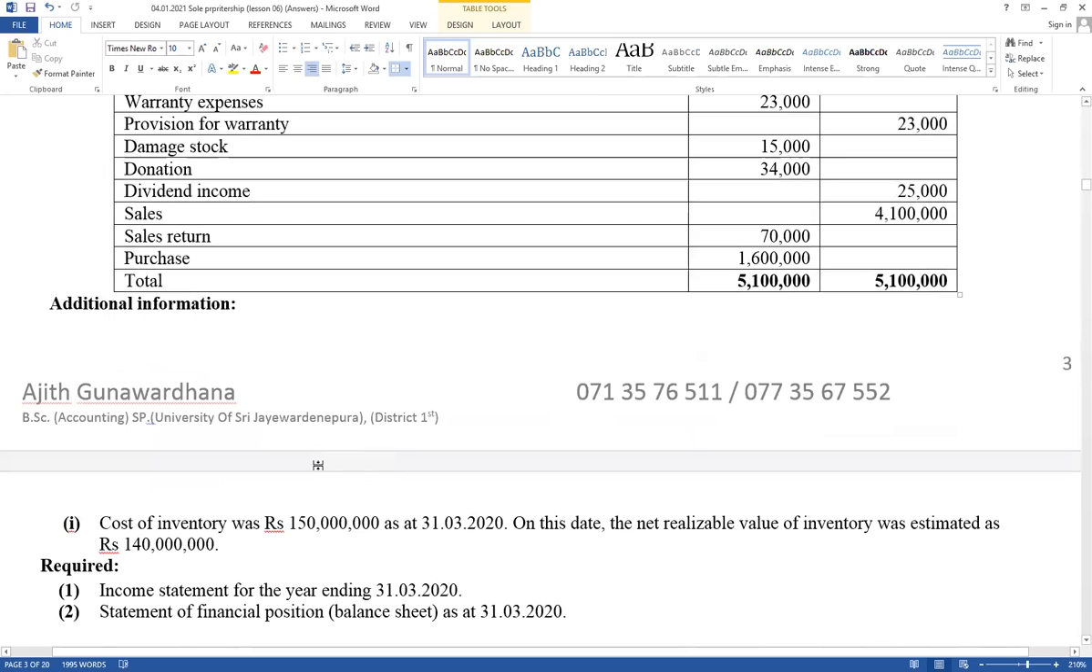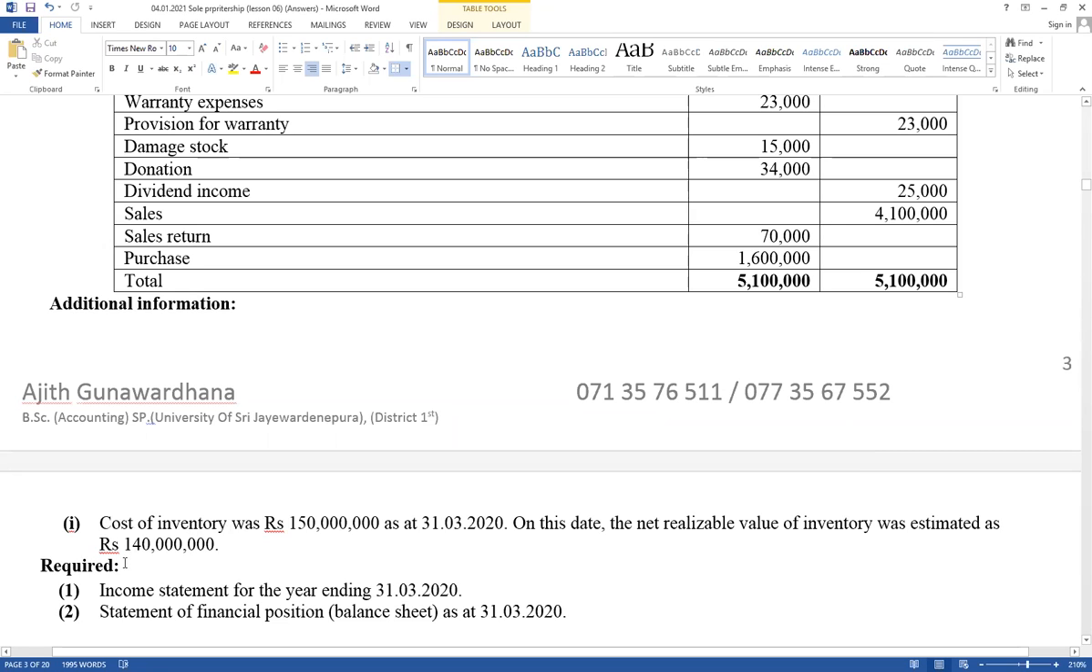In this example, only one piece of additional information is given. The cost of inventory is 150,000 as at 31st March 20, the closing balance. On this date, the net realizable value of inventory was estimated at 140 million. Normally, at this level, you have to know this as an adjustment. This is the inventory adjustment. You also have to know how to adjust bad debts and doubtful debts.